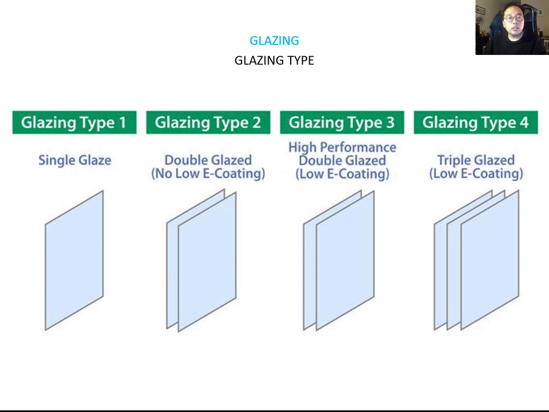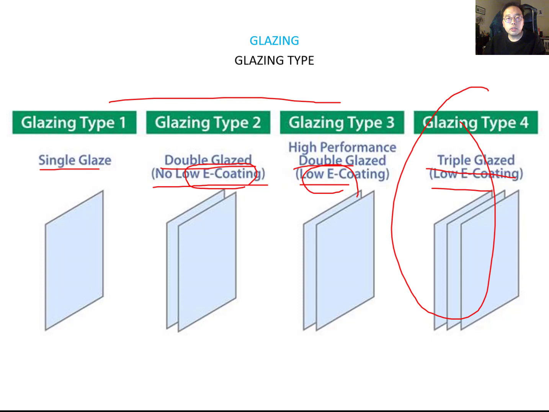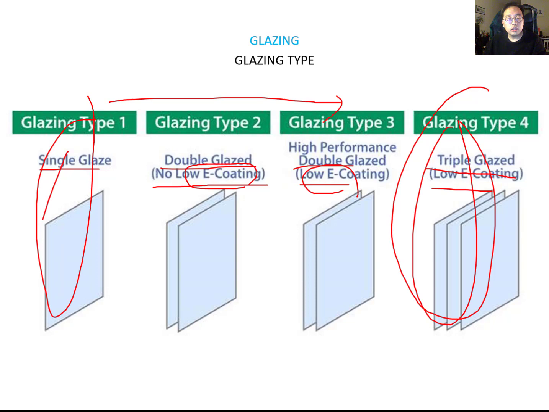You can see the different glazing types: the single glazing, the double glazing without the low E coating, the triple glazing with the low E coating, and the double glazing with the low E coating. Of course, this one is the best performance and this is the worst performance. Of course, this one has the highest cost and this is the lowest.